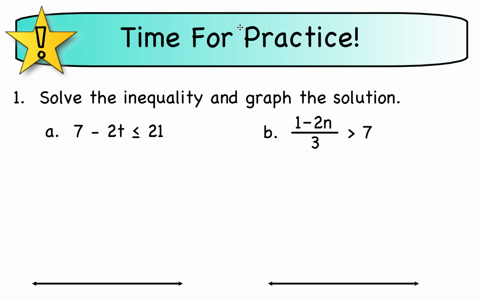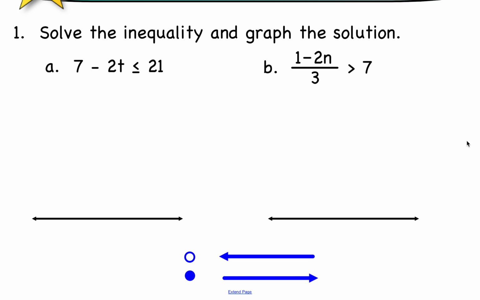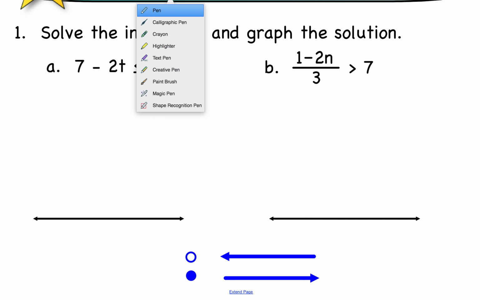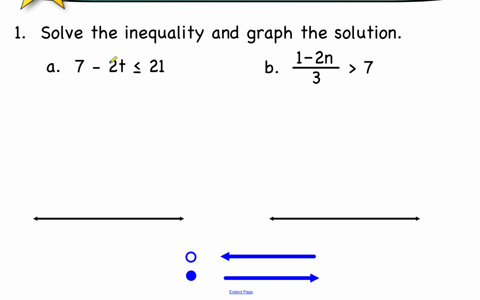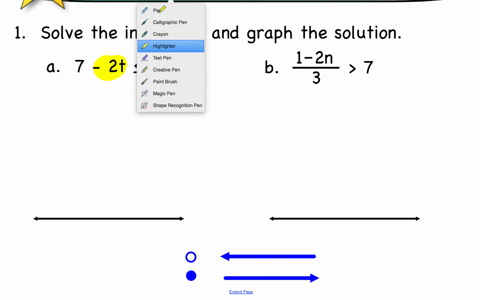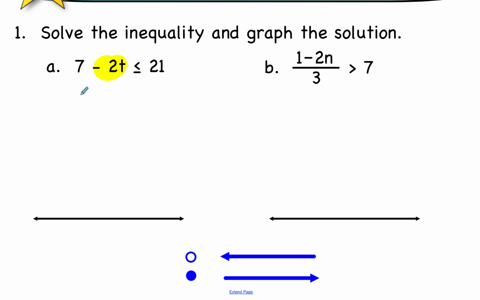We're going to solve the inequality and graph the solution set on a number line. So we have two examples here. In the first example, we have 7 minus 2t is less than or equal to 21. Remember, our goal is to get the variable alone. So the first thing I'm going to do is highlight our variable with the sign in front of it. Don't want you to forget the sign out in front.